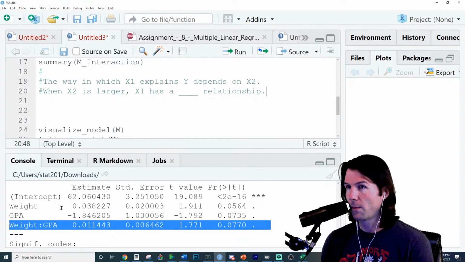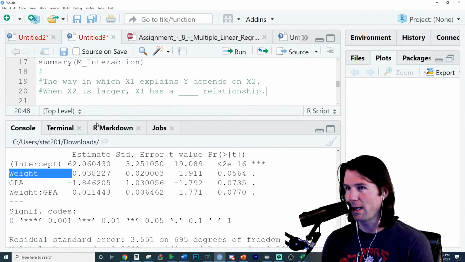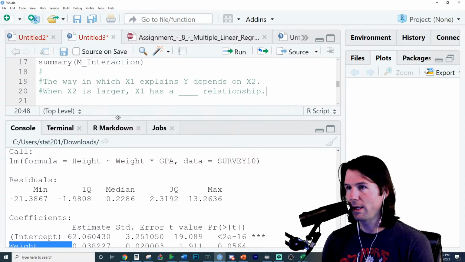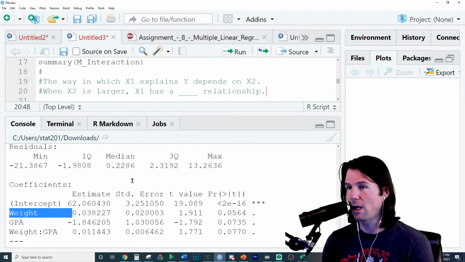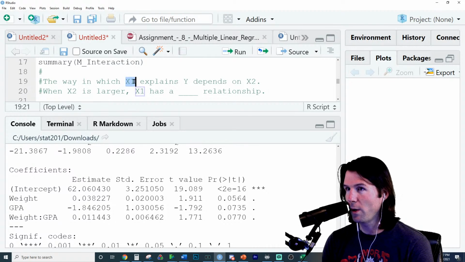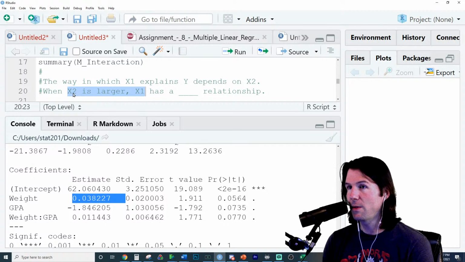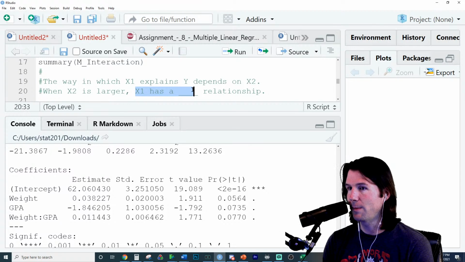With this interaction right here, the way in which weight explains, and I think we're talking about height, the way in which weight explains somebody's height, we see weight right here explaining height, depends, so the way in which weight explains someone's height, y variable, depends on their GPA. When somebody's GPA is lower, weight will have a blanker relationship. When somebody's GPA is higher, weight will have a blanker relationship.